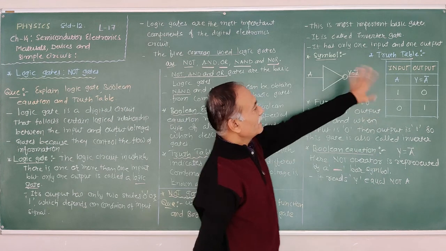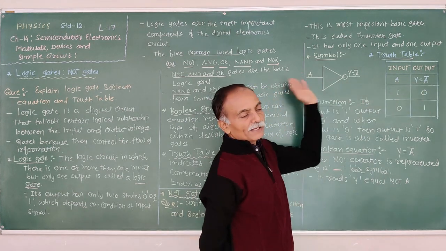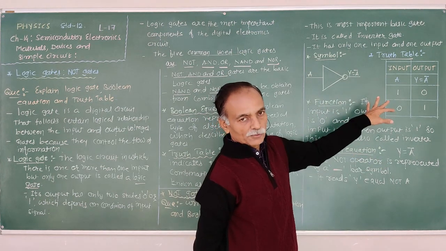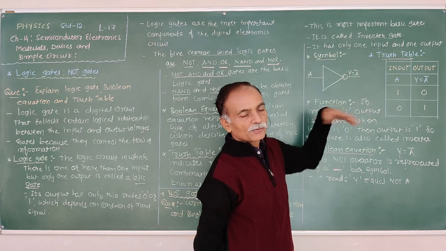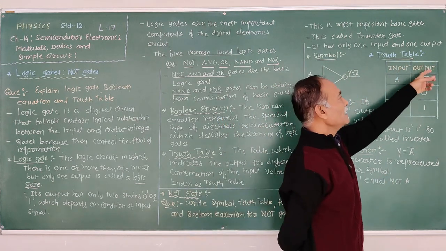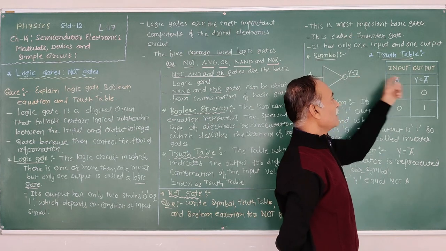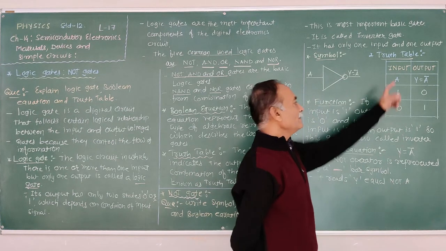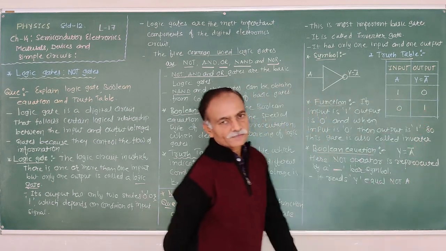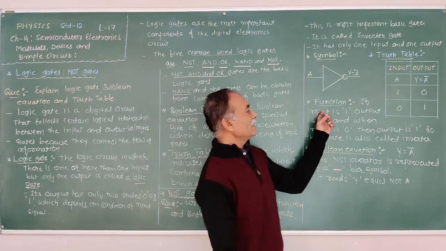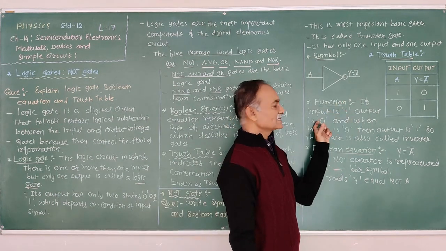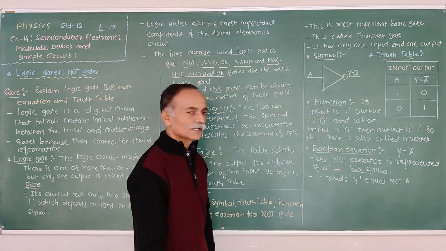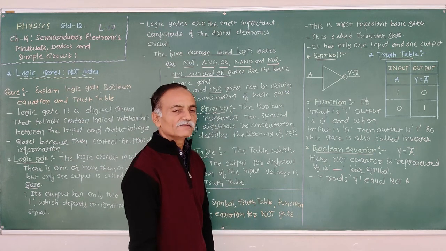Now the truth table. Here what is given in input, the opposite comes in output. If 0 is the input, the output is 1. Therefore, input is A, output is Y equal to A bar. Input is 1, output is 0. Input is 0, output is 1. Now the function. If the input is 1, the output is 0. And when the input is 0, then the output is 1. So this gate is called the inverter.